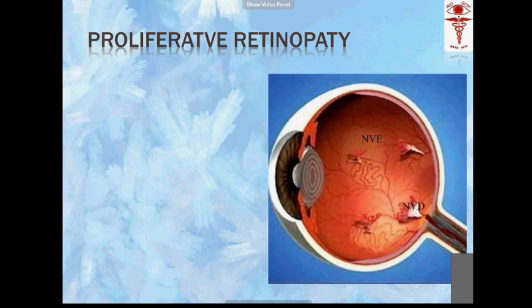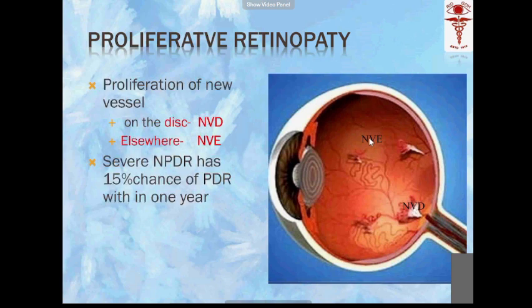So coming to the last part of the topic, that is the proliferative. These are all non-proliferative. Whatever you saw, mild, moderate, severe, very severe, are all non-proliferative. So the last picture which you saw, there was extensive ischemia. So if there is such amount of ischemia, there will be increased expression of what is known as the VEGF, vascular endothelial growth factor. So that will cause a proliferation of new vessels. That is, it can occur on the disc. If it occurs on the disc, it is NVD, or elsewhere means NVE. Okay.